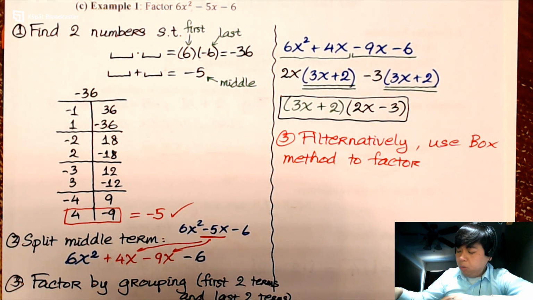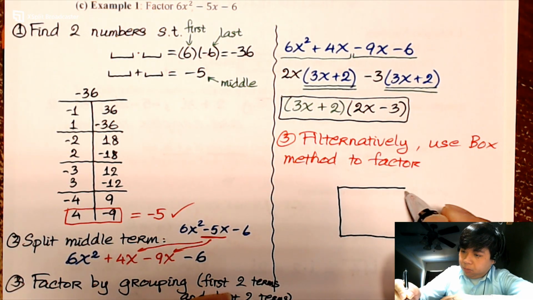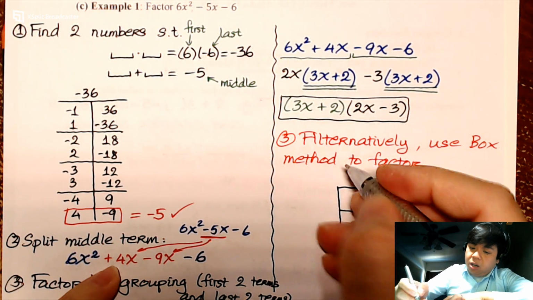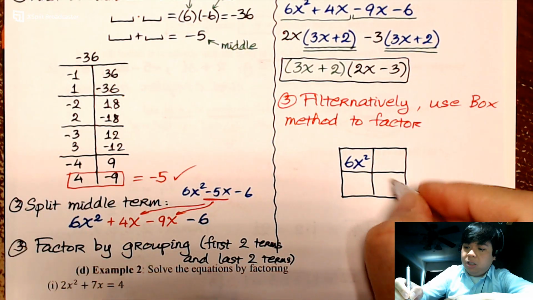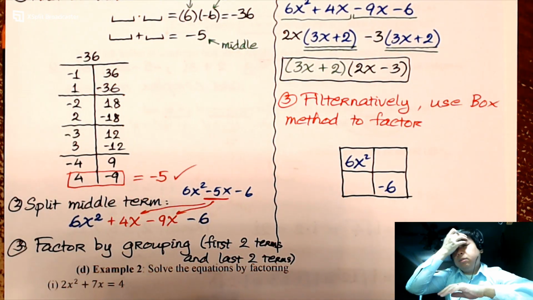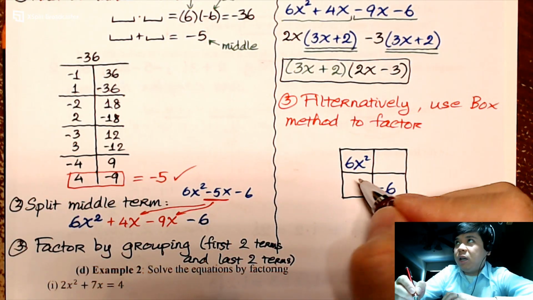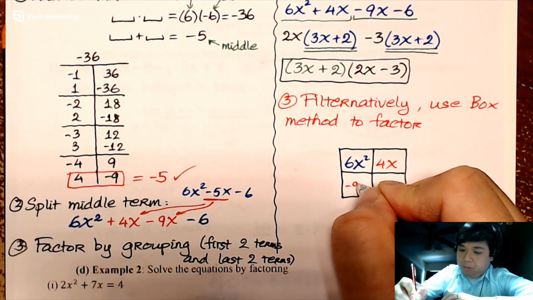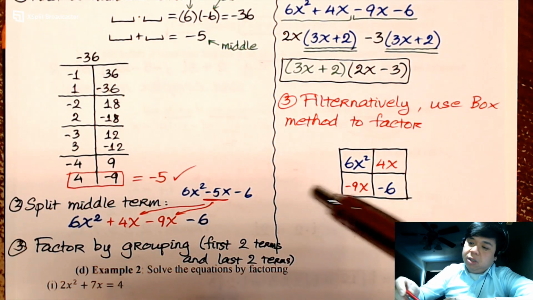The box method will be this. We draw a box 2 by 2. The first term, 6x squared, I'm going to put here. And the last term, I'm going to put in that corner. And the other two corners, I have 4x and -9x. You can put either way, here or here. Okay. And after that, we'll write the common terms.